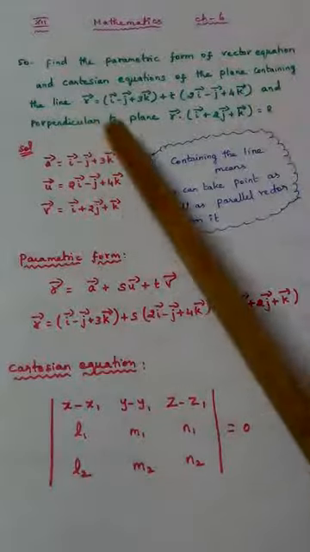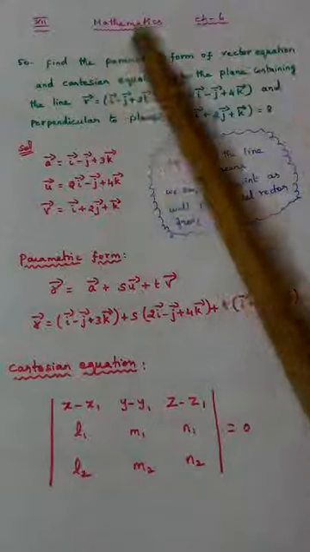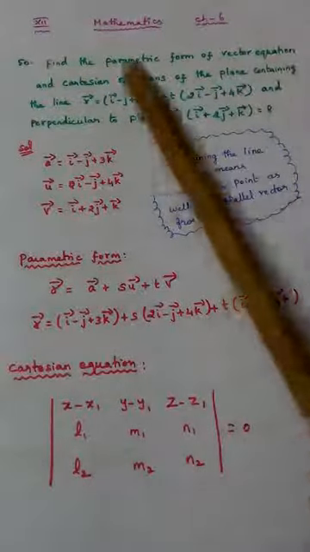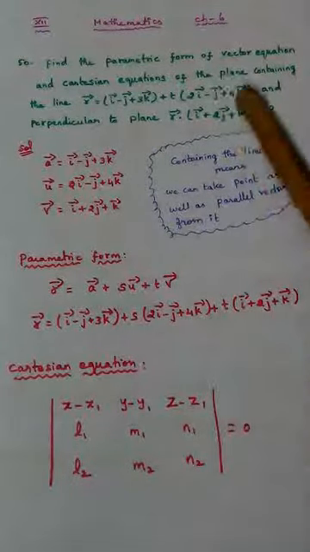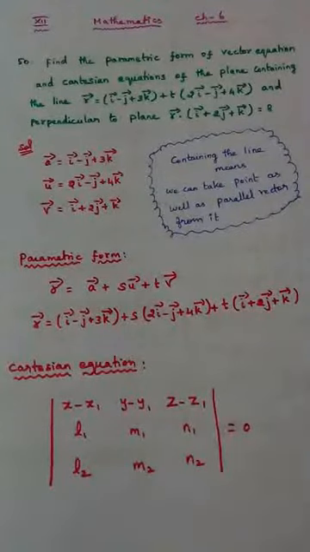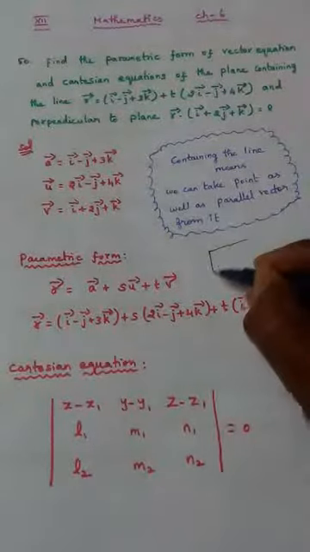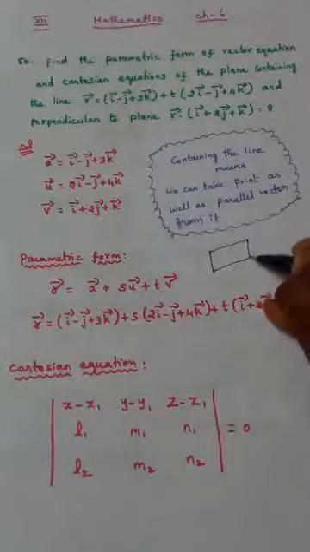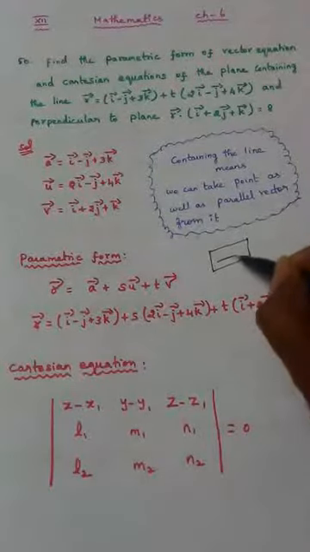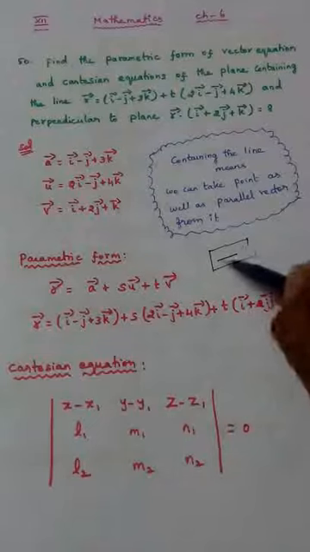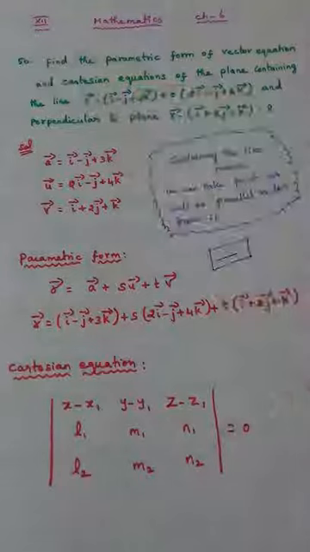And perpendicular to the plane, one plane equation was given. So what is our aim? Our aim is to find the parametric form of vector equation and Cartesian equation of the plane containing this line. For example, in a rough diagram we will draw a diagram here. Suppose this is the plane, you imagine that this is a plane and the plane containing a line. So a line is like this. The line is fully present in the plane. That is the meaning of plane containing the line.